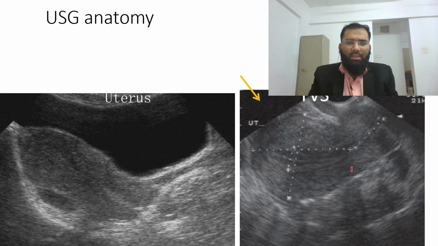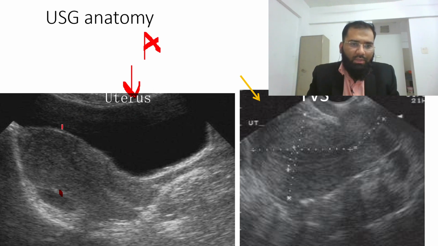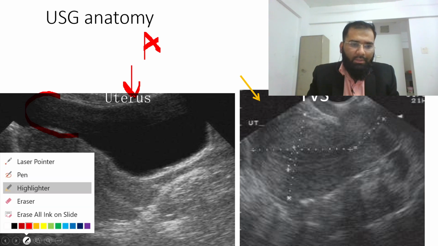Now we'll discuss the anatomy features on ultrasound. So now you can see this image here is transabdominal ultrasound. This is TAS, transabdominal ultrasound. So on this, can you see this organ? This organ which you are able to see.